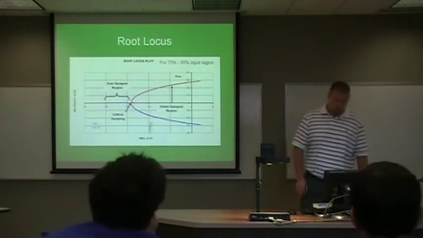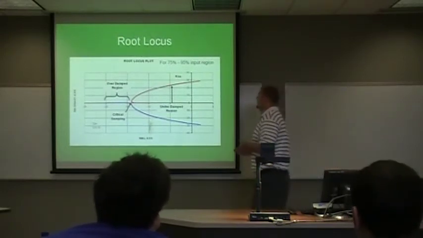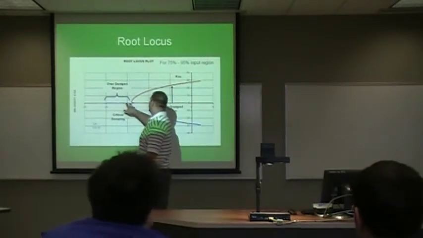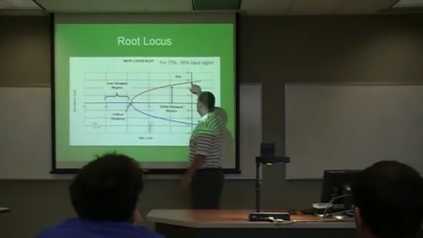All right, here's a sample root locus for the 75 to 95% input region. You have your overdamped region, which is right here, followed by your critical damping point. Here's all your underdamped region, all the way up to the KCU.